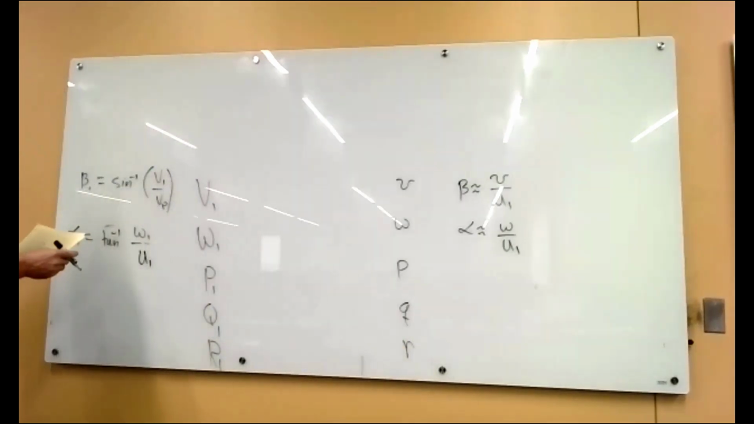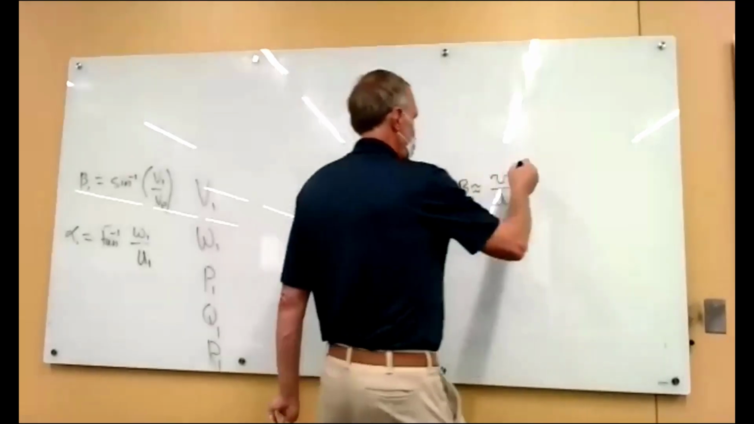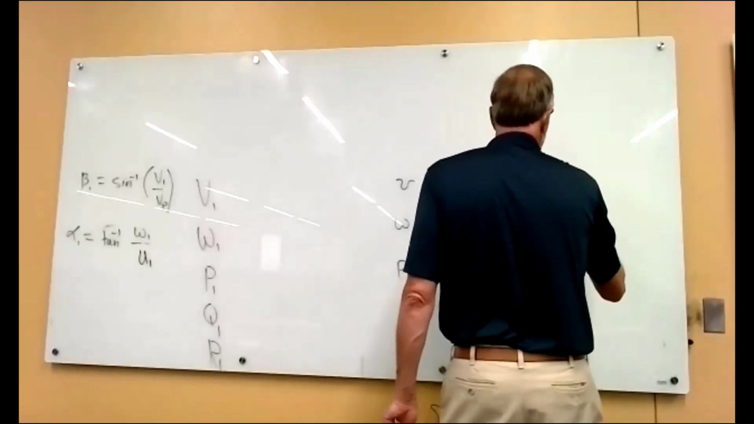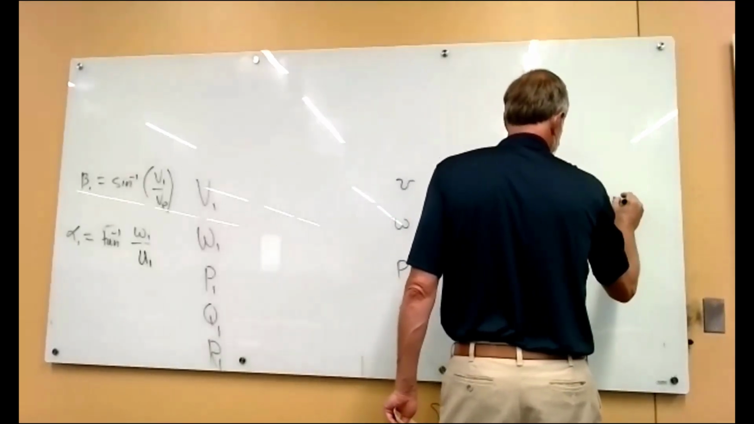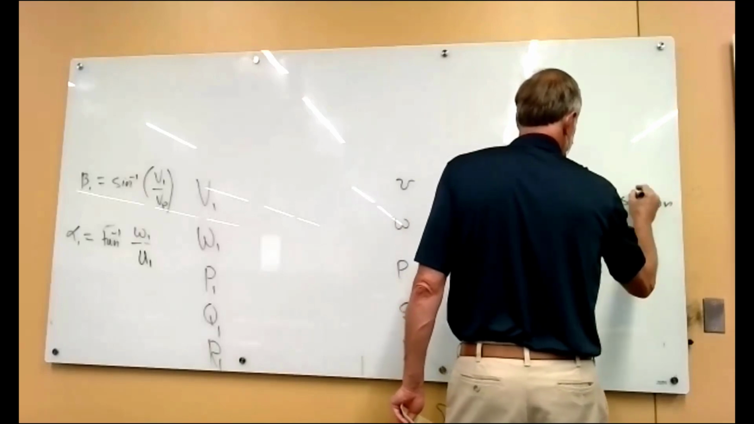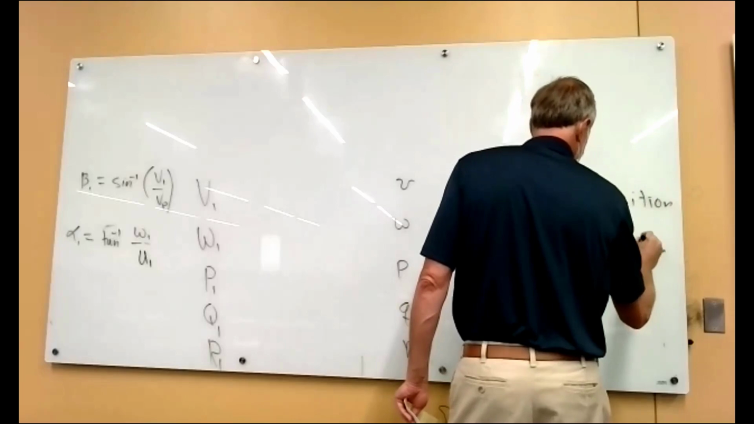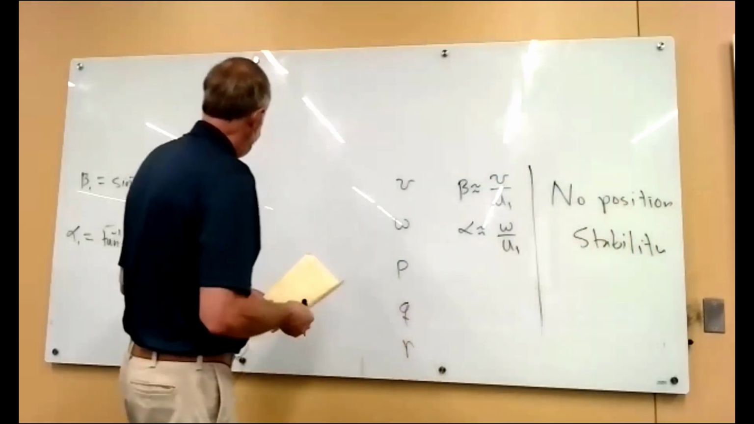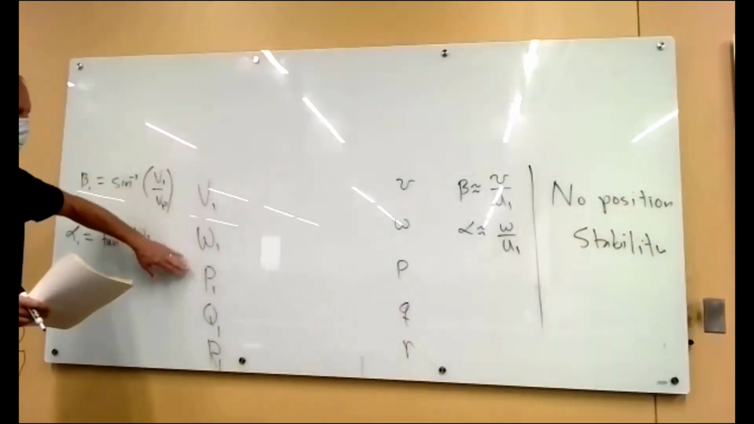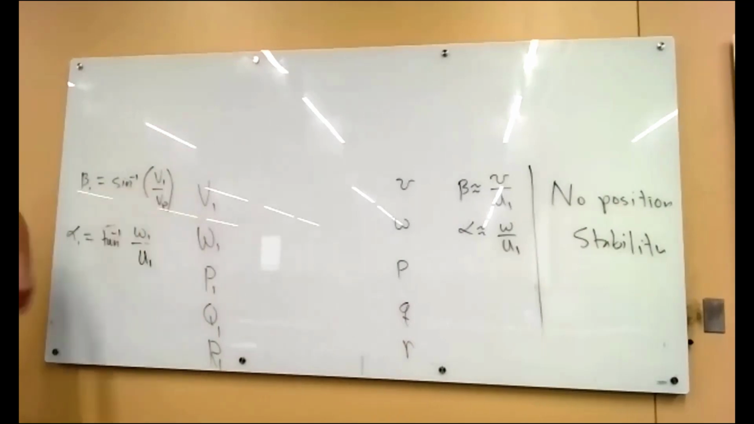Oh, I do need to make a comment. Notice that with the aircraft, there is no position stability. What does that mean? Here, the stability is all in terms of velocities, either angular or linear. And that's what the equations of motion are in terms of.